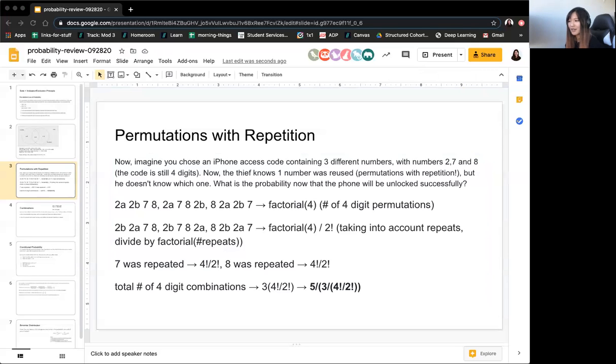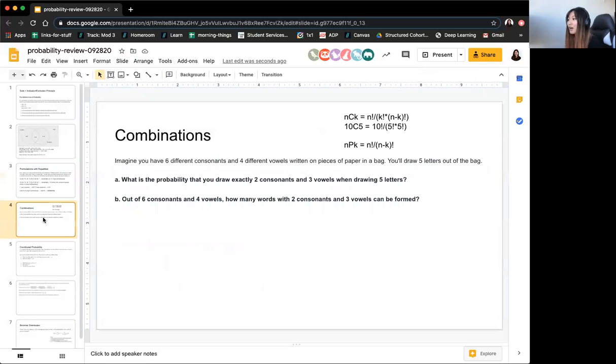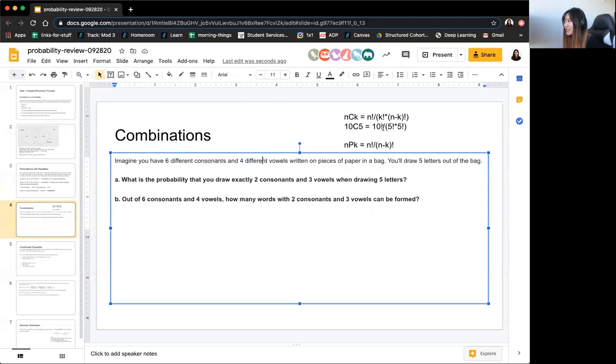All right, the next problem is a combinations problem. Combinations ones are less common, I will say, but also good to know because they present a really good use case for the combinations formula. So let's get started with setting up the question.